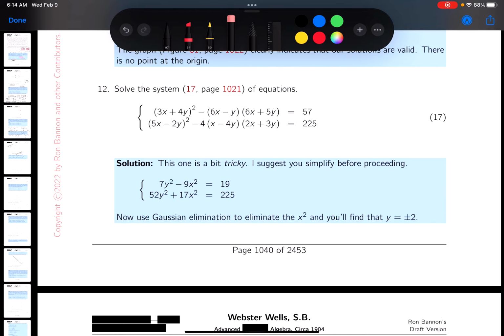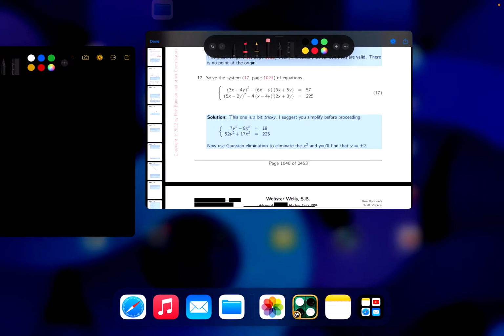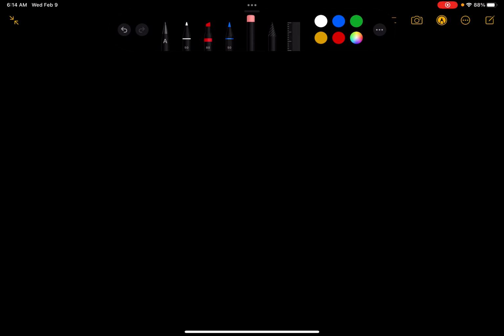Okay, problem number 12. It's a system of nonlinear equations, and what I'm going to try to do is solve for x and y. All right? So I'm going to go to the whiteboard because I really can't fit this on this PDF file. And what I'm going to do is just start simplifying the equations one at a time.